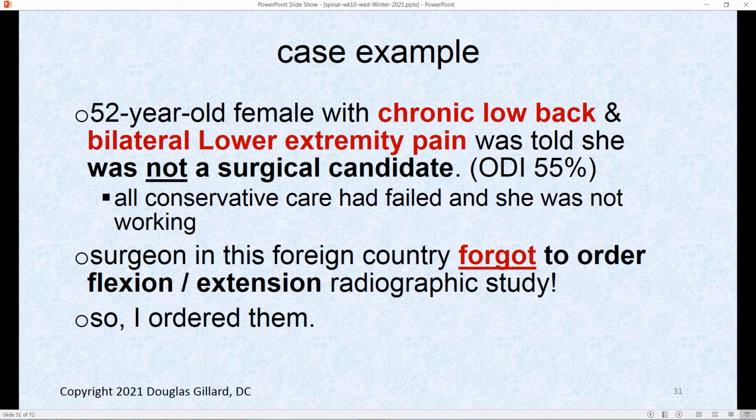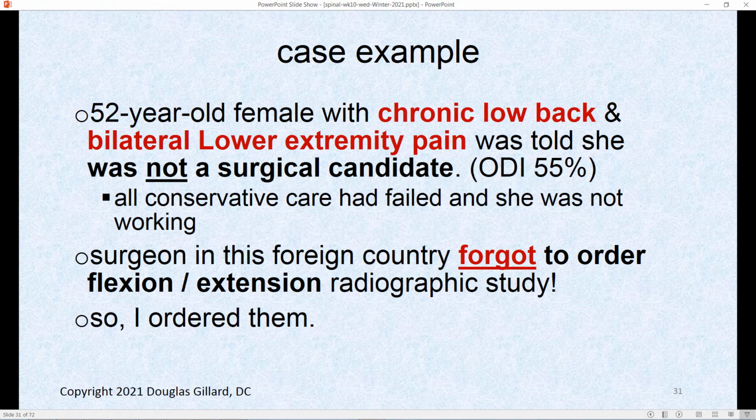So here's a real case, a 53-year-old patient. She came to me for a second opinion. She had horrible chronic back pain, was losing her house, couldn't work, with bilateral lower extremity pain. This was an out-of-the-country case, and I have many more of those than in-country cases. She was told she is not a surgical candidate. She had an Oswestry Disability Index of 55, which is a pretty disabling level.